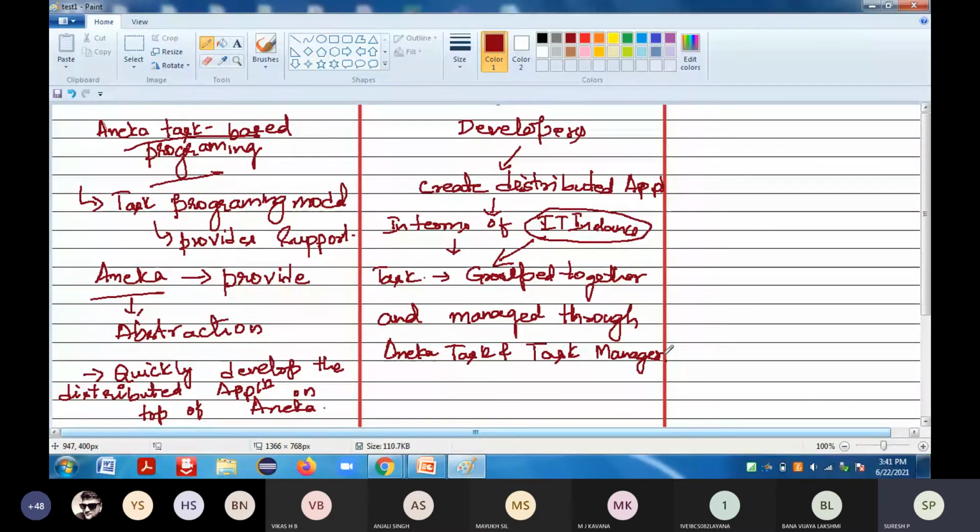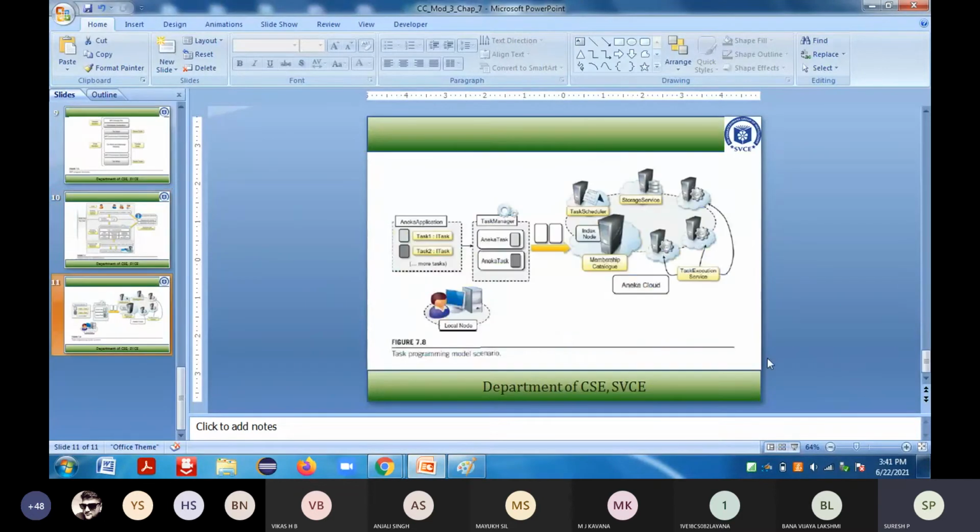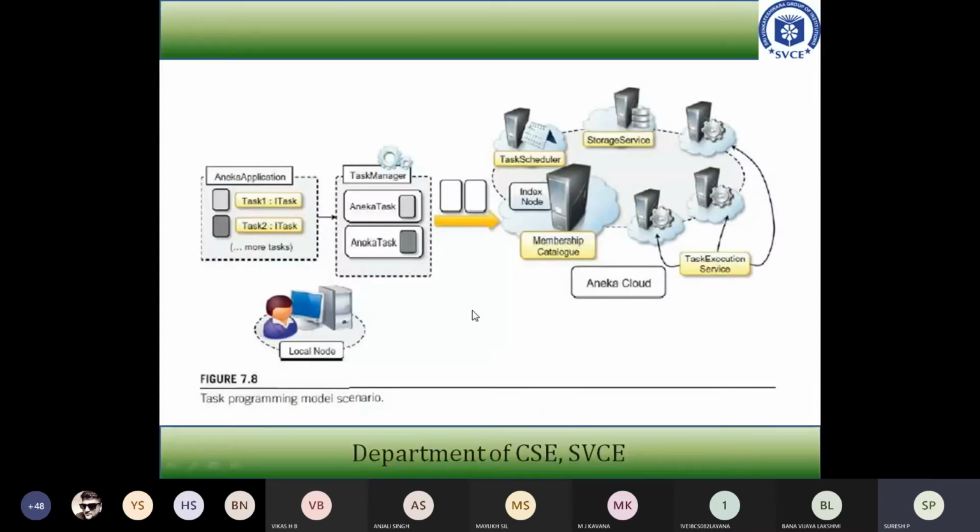That typical figure is shown here. You can see in this figure the task programming model scenario in Aneka. This is a typical figure representing the task programming model scenario. The Aneka application is at the bottom, on the left hand side, where it is going to create n number of tasks: task 1, task 2, task 3.